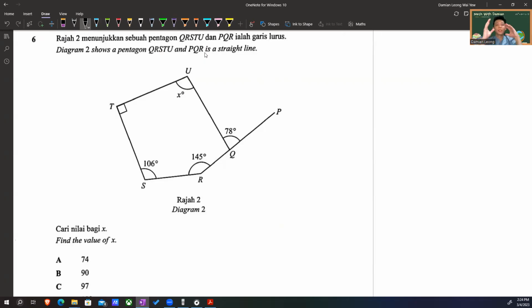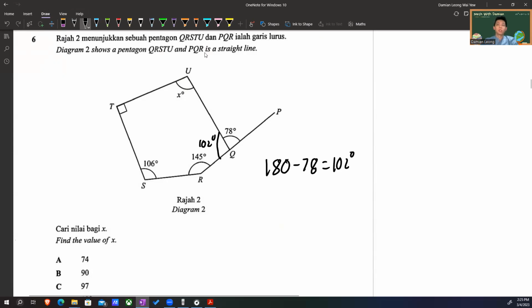So this is polygons. I need to find the total interior angle of the polygon. I'm missing this interior angle. This is a straight line, so when it's a straight line, we involve 180 degrees. I take 180 minus 78, I get 102 degrees. Here will be 102 degrees.